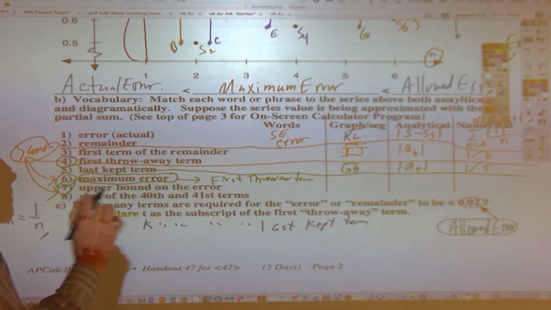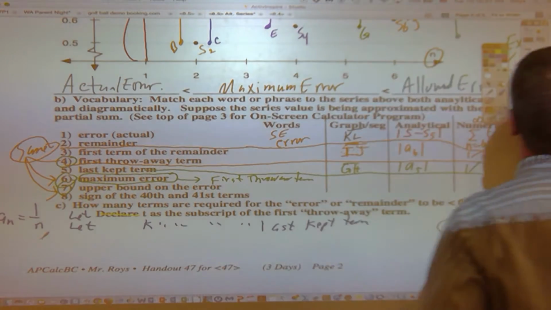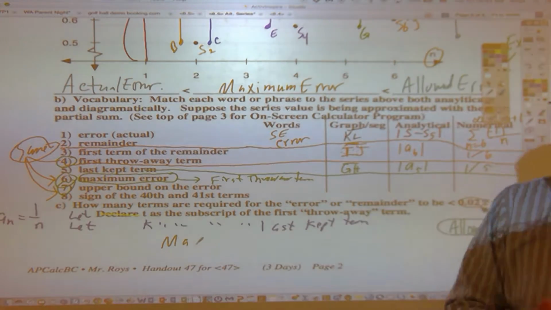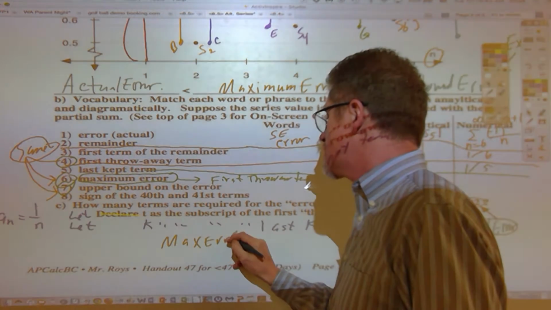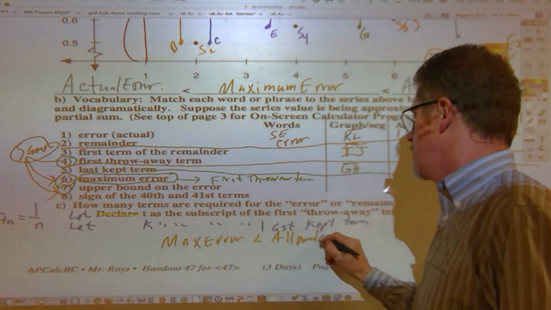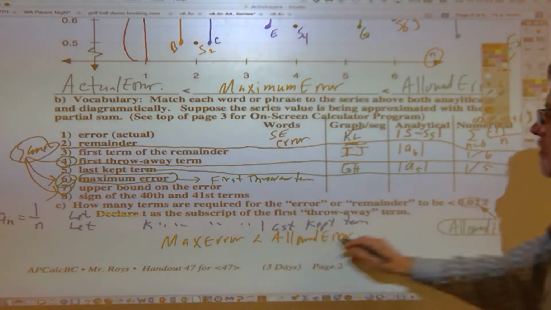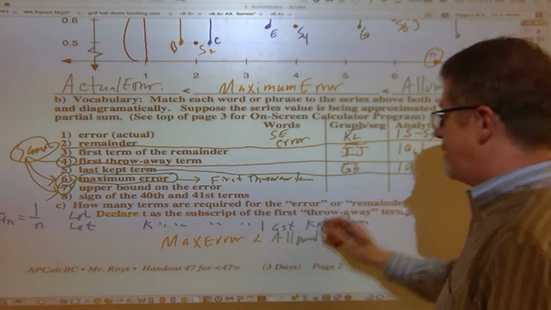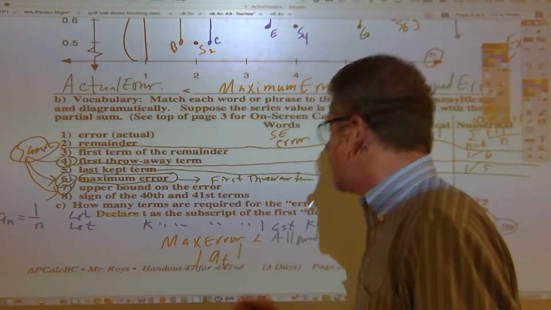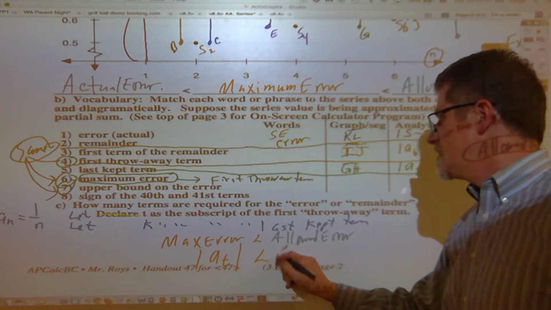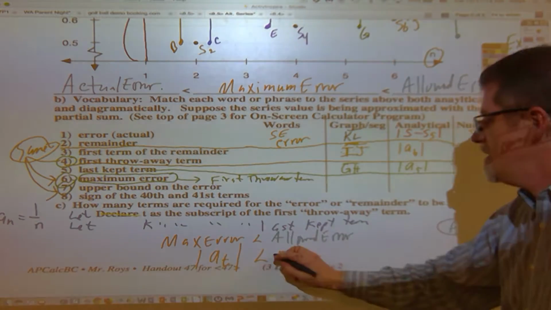So that means we're going to write the idea that will be the basis of our algebra: the maximum error, which we know is code language for the first throwaway term, has got to be less than the allowed error, which I've been color coding in teal. Now the maximum error is the absolute value of a sub t, using the a sub n formula where n is equal to t. So a sub t has got to be less than 0.02 in teal.